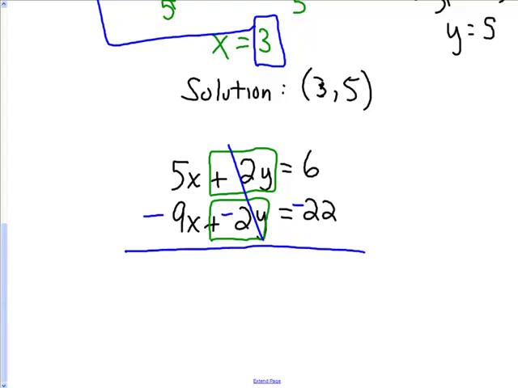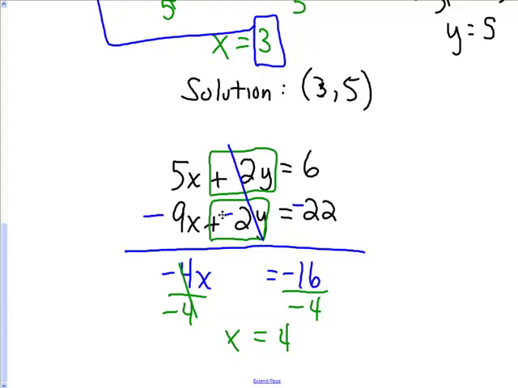Of course, that goes to 0. 5x minus 9x is negative 4x, and 6 minus 22 is negative 16. Remember, subtract and keep the sign of the larger number. 22 minus 6 is 16, and 22 is negative, so our answer is negative. Completely solve for x. We divide by negative 4, and we get x is equal to 4.